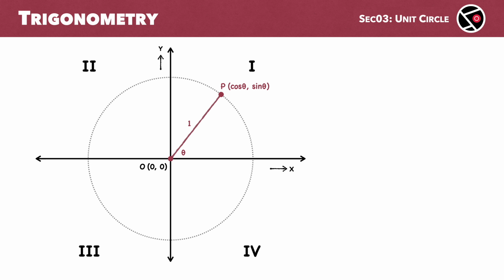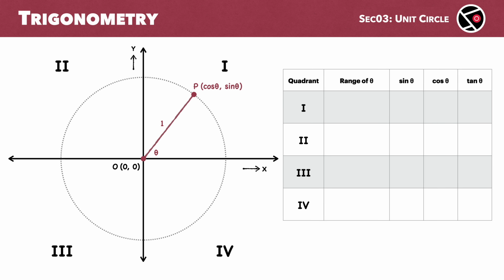Last, but definitely the most important, we have the four quadrants 1, 2, 3, and 4. Quadrant 1 is from 0 degrees to 90 degrees. To be precise, it includes 0 degrees, but not 90 degrees. Quadrant 2 is from 90 to 180 degrees. Quadrant 3 is from 180 to 270 degrees. Finally, quadrant 4 is from 270 to 360 degrees.